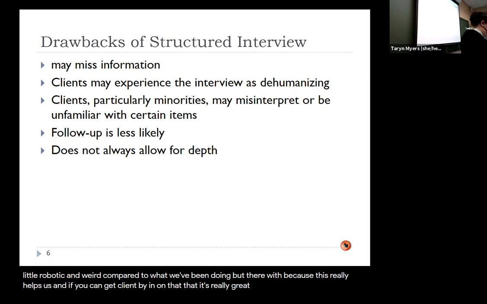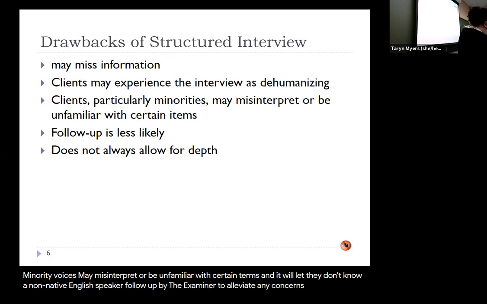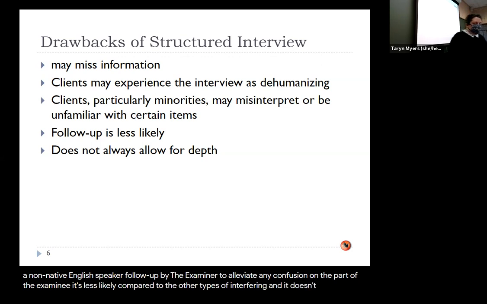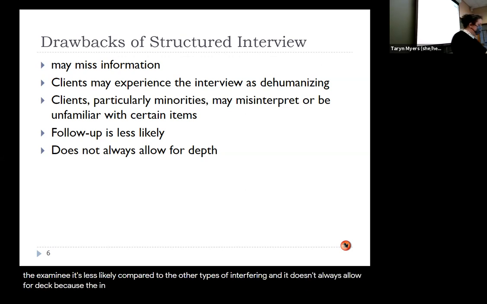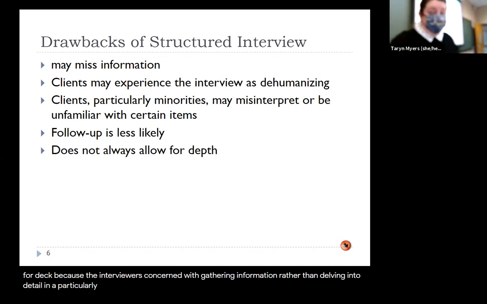Clients, particularly those who are from minoritized voices, may misinterpret or be unfamiliar with certain terms, let's say they're a non-native English speaker. Follow up by the examiner to alleviate any confusion on the part of the examinee is less likely compared to the other types of interviewing. And it doesn't always allow for depth because the interviewer is concerned with gathering the information rather than delving into detail on a particularly important or sensitive issue.